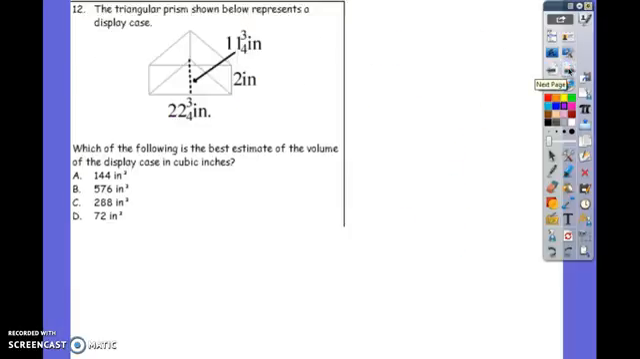Question 12. The triangular prism shown below represents a display case. Which of the following is the best estimate of the volume of the display case in cubic inches? So we're looking for the best estimate. So let's go through here and let's write our T-chart. Triangular prism.